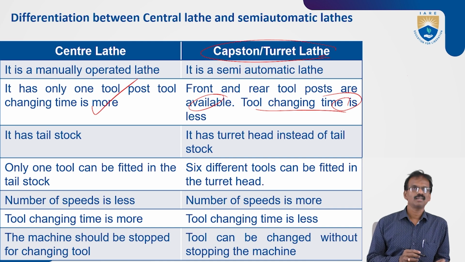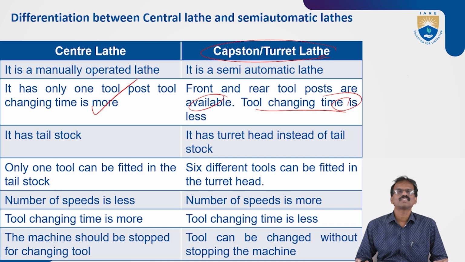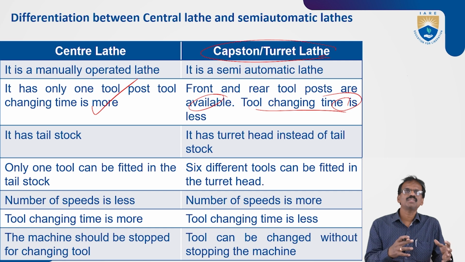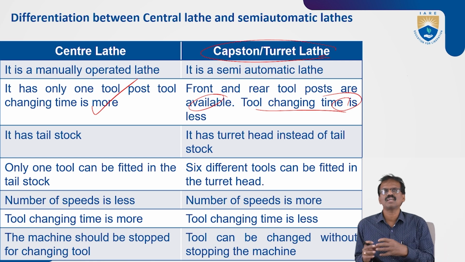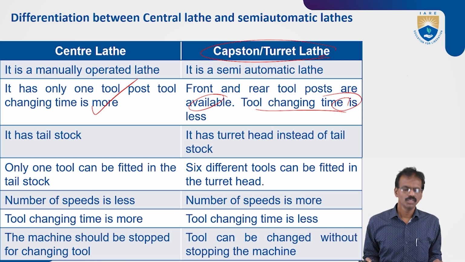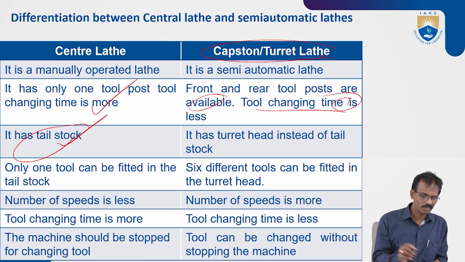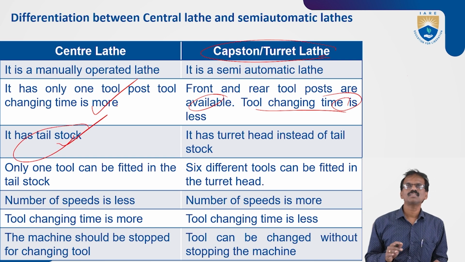So next one is the tailstock. We know that the central lathe has a tailstock, your headstock on the left side and the tailstock on the right side. The tailstock helps to support the workpiece, or we can fix different tool bits in the tailstock to perform operations also. So the central lathe has a tailstock, but in the case of capstan and turret lathe, we will see the turret head instead of the tailstock.